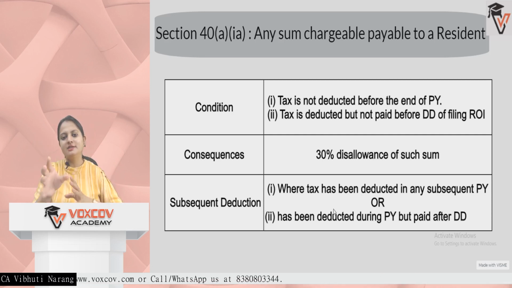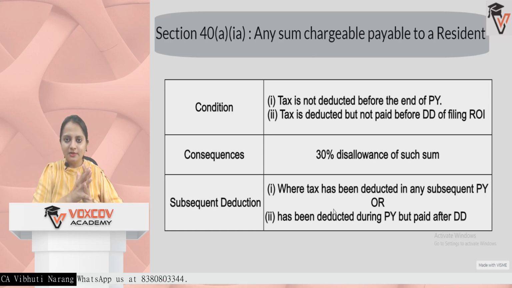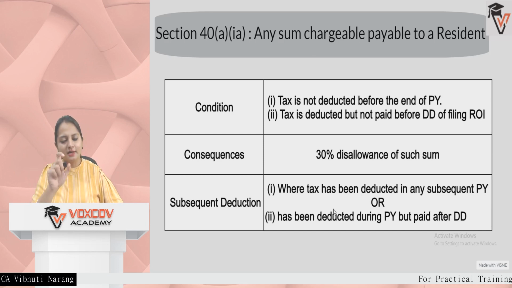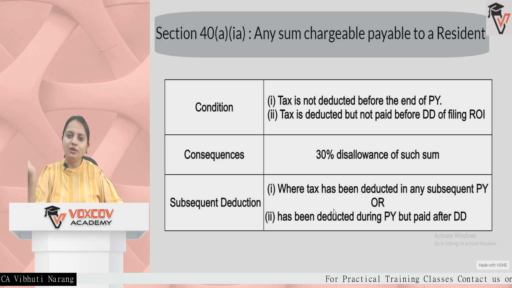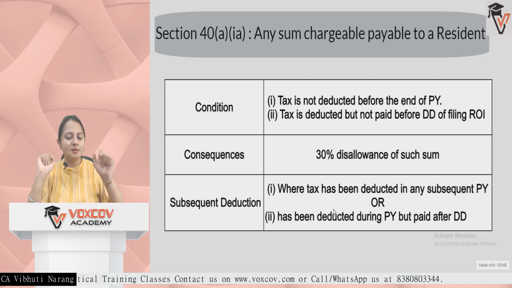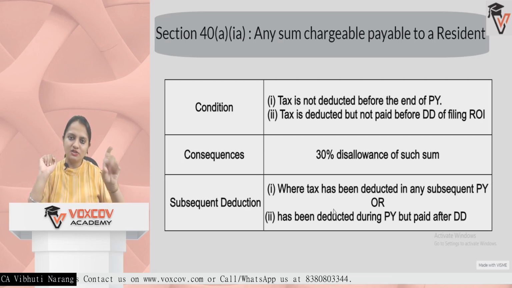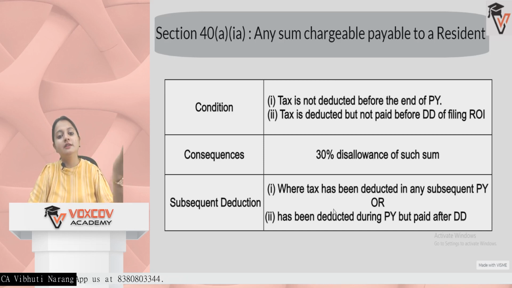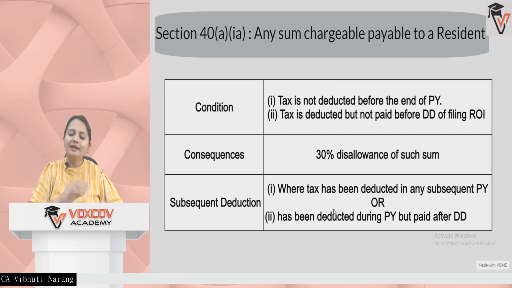For example, the company SSE is there. His due date is 31st October. Now in that case, what happens is, if the tax is deducted but not paid till the due date of filing of return of income, in that case 30% expense is disallowed. In my case, 1 lakh was the expenditure, 30% is disallowed, that is 30,000 will be added in the deductor's net profit and tax will be charged on the higher amount.